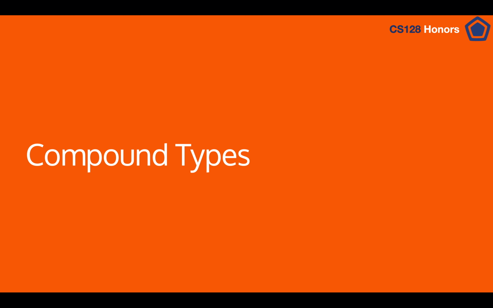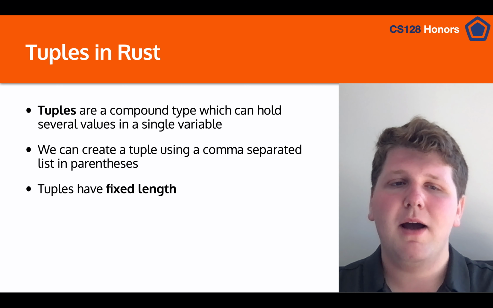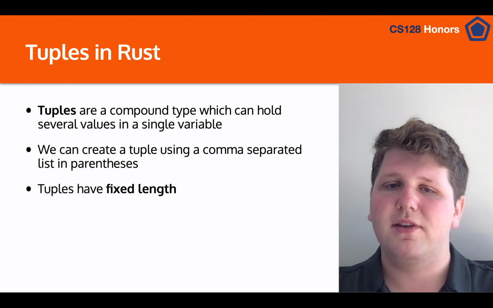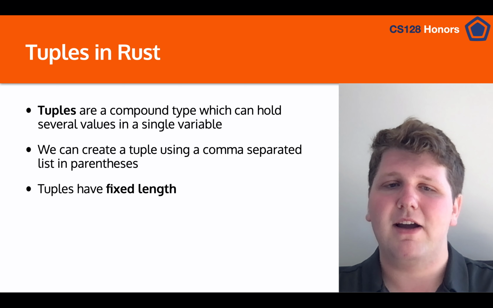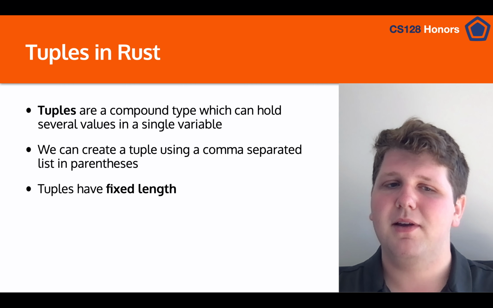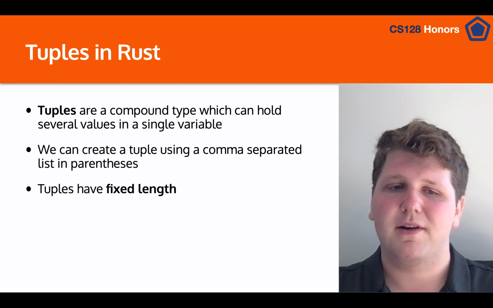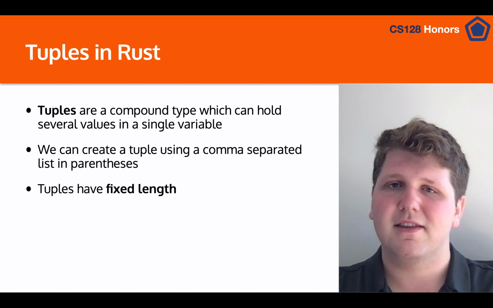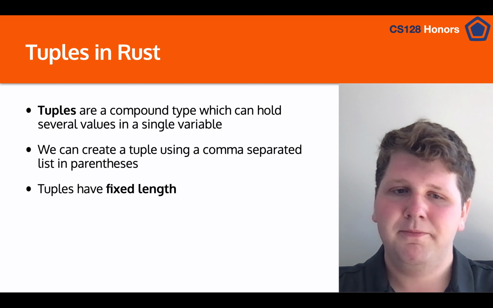All right, so let's talk about compound data types. Compound types are types where you have multiple scalar types in them. The first example of this is a tuple. A tuple is a compound type that can hold several values in a single variable and is created by using comma-separated lists with parentheses surrounding them. One thing that's really important with tuples is that they are fixed length. They cannot change in size, and that's just how they're made.